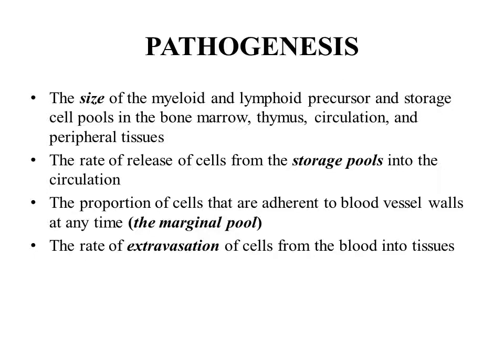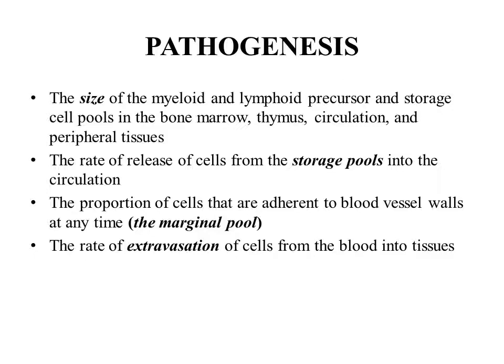What is the pathogenesis? There may be different mechanisms how this count may be increased. One is the size of the myeloid and lymphoid precursors and storage cell pools in the bone marrow, thymus, circulation and peripheral blood. This is increased production of white cells. We will discuss this, why this occurs. There are so many benign conditions where we will see this.